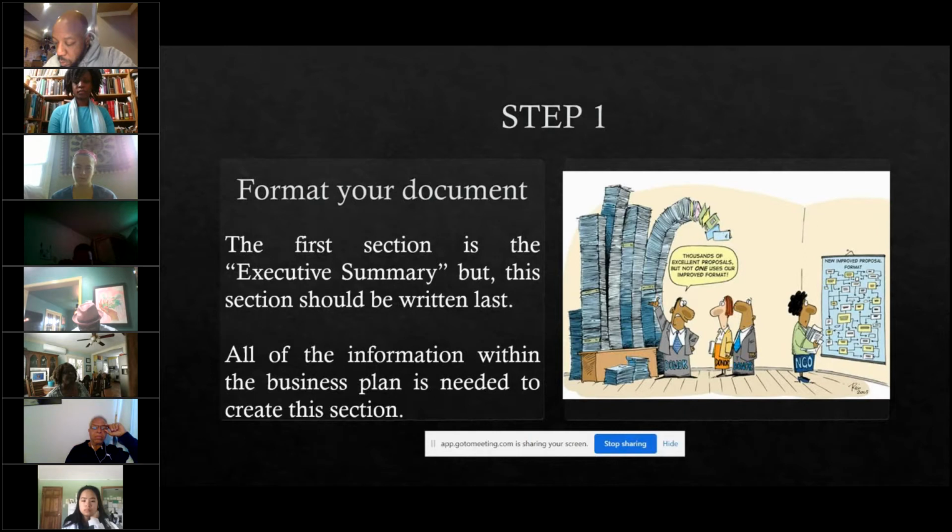So I love this cartoon. Thousands of excellent proposals, but no one uses our improved format. Okay, so you want to make sure again that your document is neat.